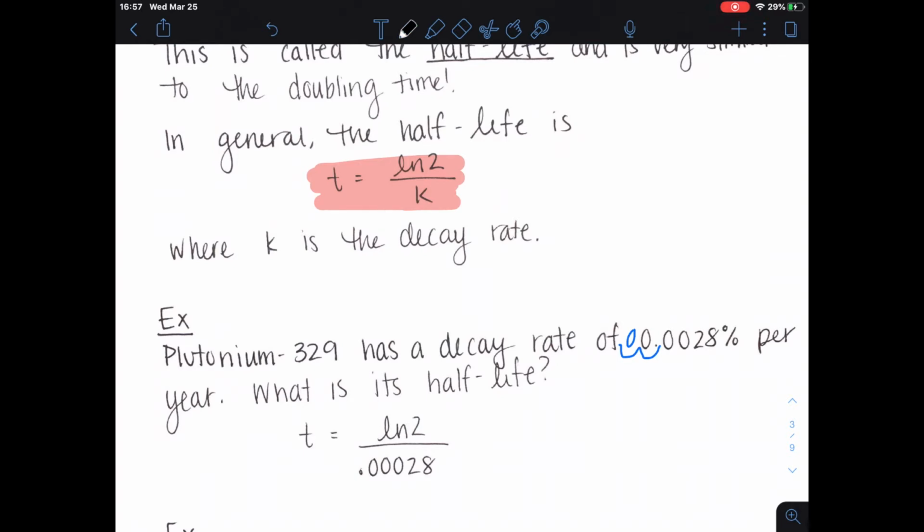Okay. So we take natural log of 2, and I'm missing a 0 right there, and divide it by the 0.0028 as a percentage. And what you're going to see is this is about 24,755 years. So plutonium-329 has a half-life of 24,755 years. So it would take this long for it to lose half of its original amount.